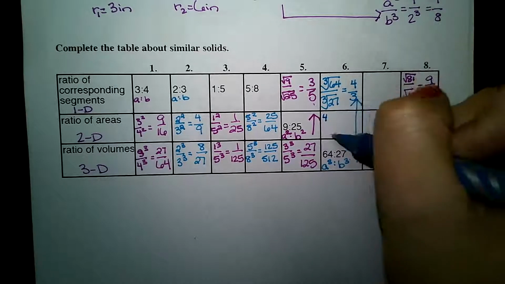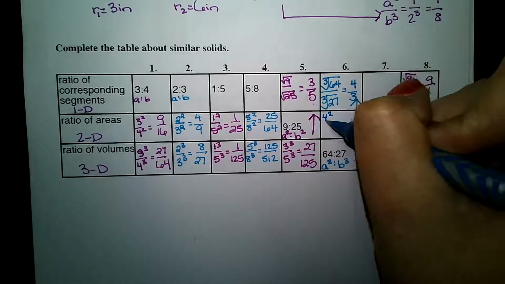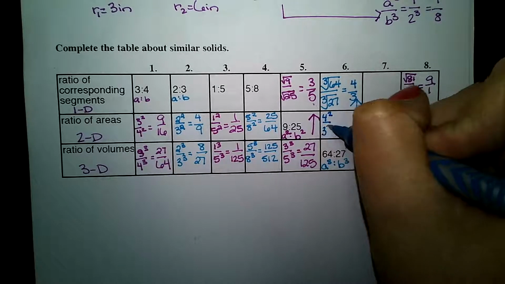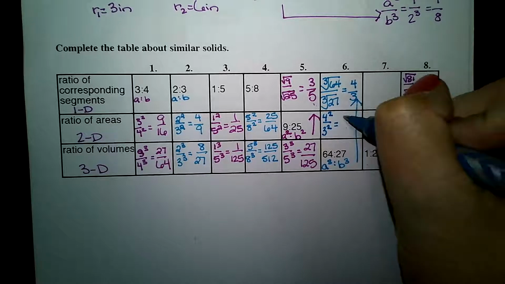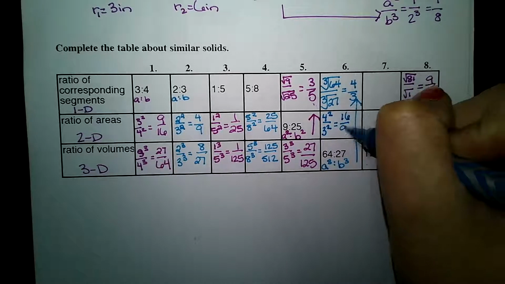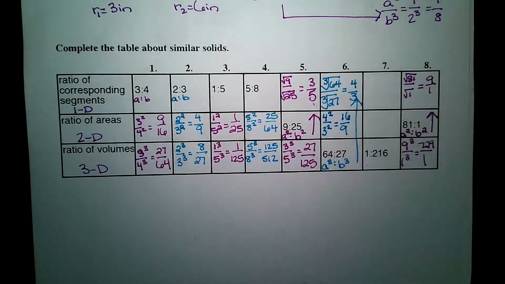To go from linear to area, we square. So 4 squared versus 3 squared. 4 times 4 is 16. 3 times 3 is 9. Give number 7 a shot all by yourself. See what you think.